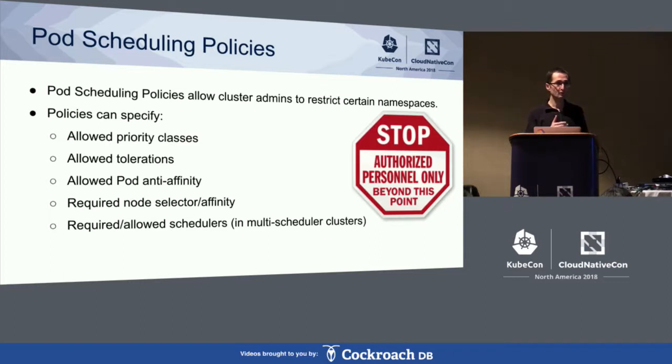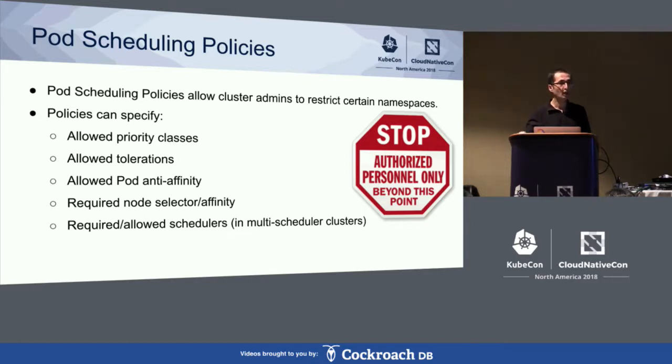As a result, we are designing pod scheduling policies. These policies, there are a few items here. Those are examples of such policies. For example, you can specify what is the maximum priority in a namespace that users can use, or what kind of tolerations are allowed, or what kind of pod anti-affinity is allowed. We can also enforce some sort of node affinity and anti-affinity.